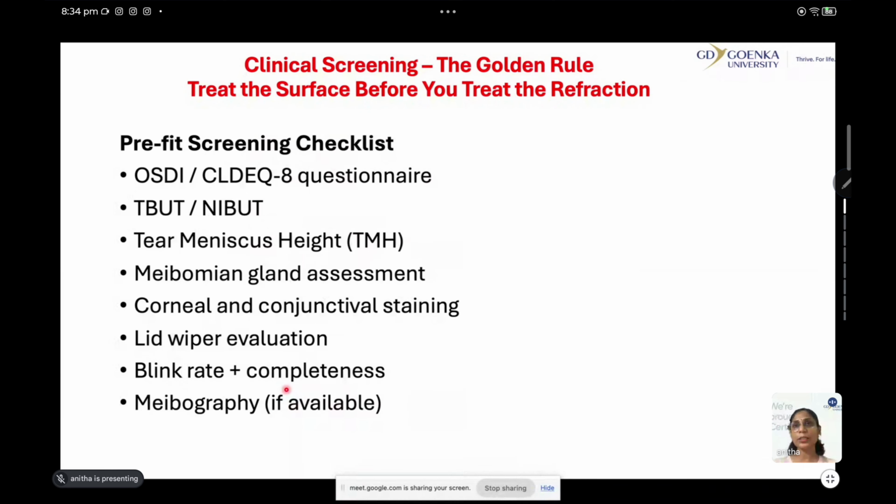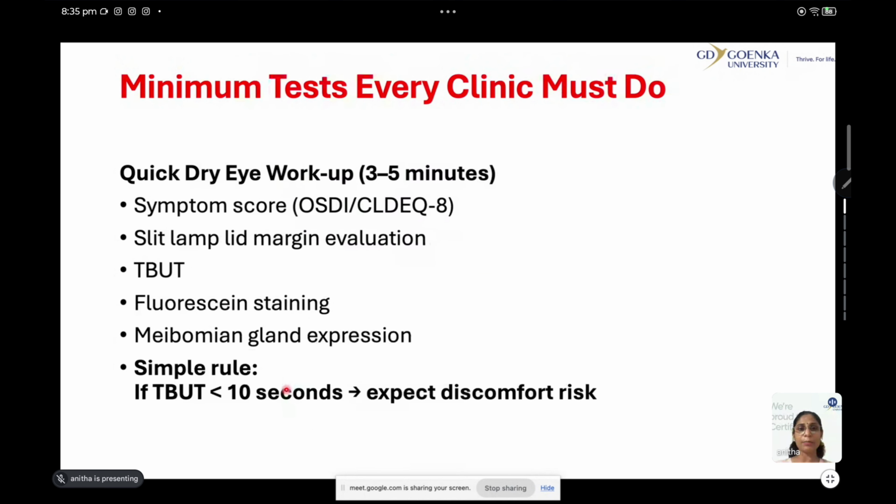Later, when you see that you have a good volume of patients and your practice is growing, it's always advisable that you invest in a meibographer also, and it's readily available everywhere. The minimum test that every clinic must do, especially where you're fitting and dispensing contact lenses, is to run a quick dry eye workup, which barely takes 3 to 5 minutes. It's not some extra half an hour or 45 minutes that is going to eat up patients' time.